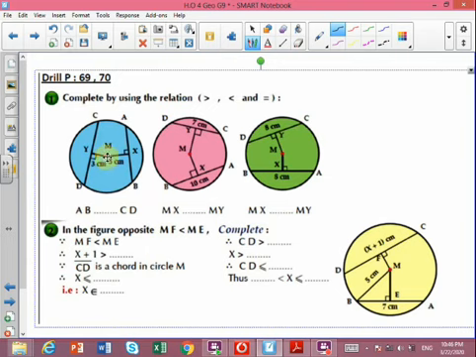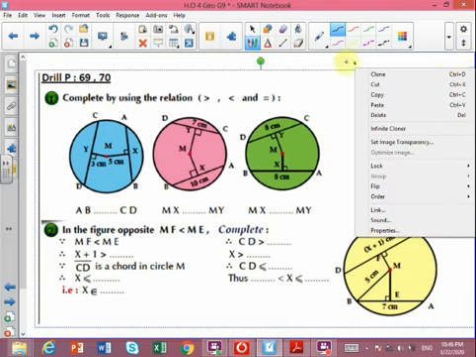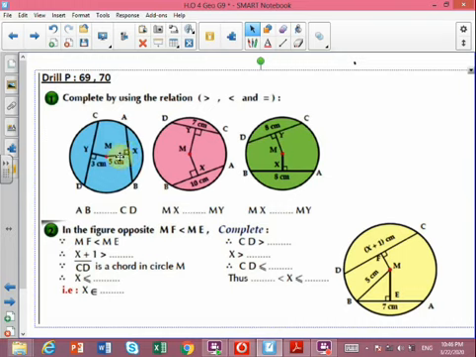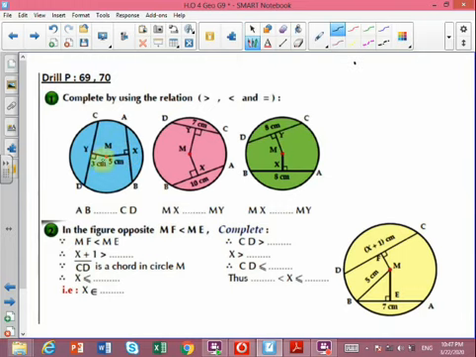We see here that MX is 5 centimeters, MY is 3 centimeters. We said that the closer the chord is, the longer the chord will be. So here AB chord will be greater or smaller than CD? This is 5, so this will be the smaller one. So AB is smaller than CD.